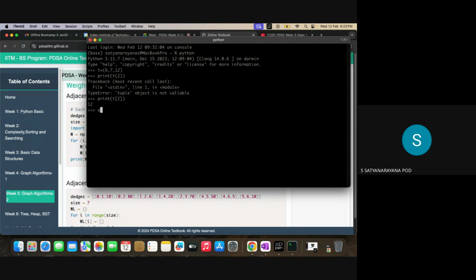Now I'm creating a list. L equal to a couple of things. That is 1, 4, 5. This is the first one. And now the second one I'm creating: 8, 9, and 10. So this is a list of tuples. Is it clear? Yes, sir. Very good. Now how to access this 9?